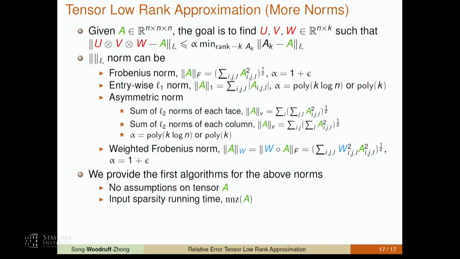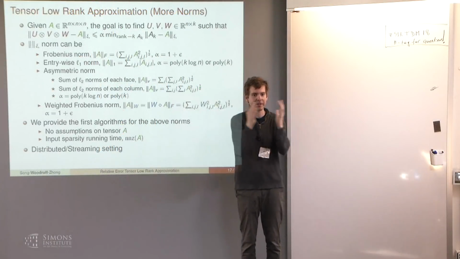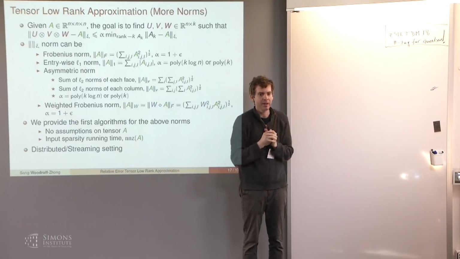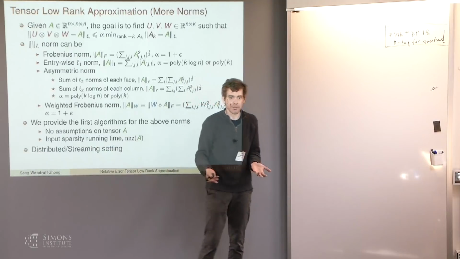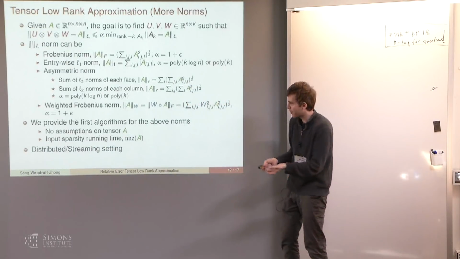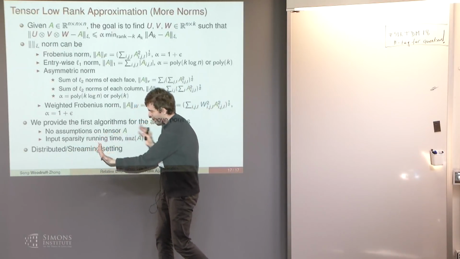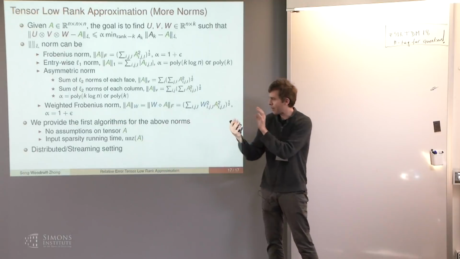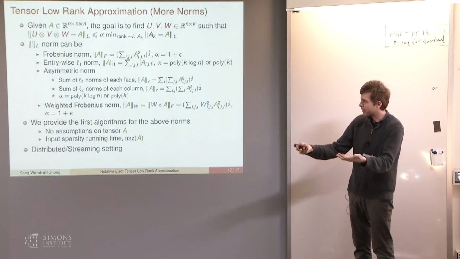Input sparsity running time. I want to mention that since our algorithms are based on sketching, taking the tensor, flattening it, and sketching it down in 3 different directions, these are useful for distributed and streaming environments where you see maybe entries of the tensor changing very rapidly, and you need to, in real time, update your sketch, your representation of the tensor. And it's also useful in distributed environments.